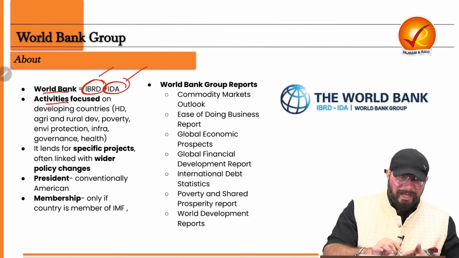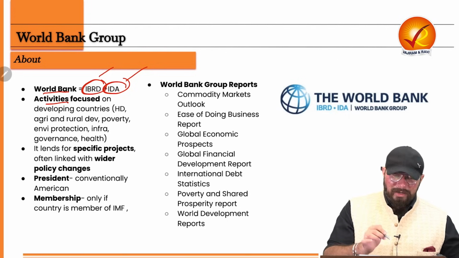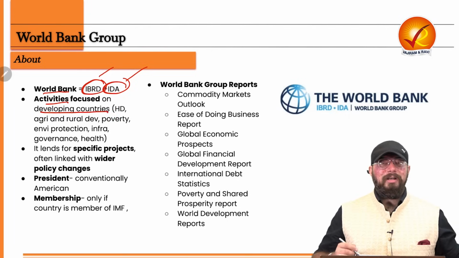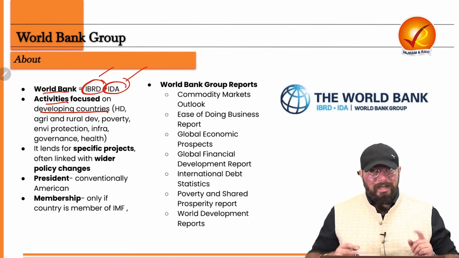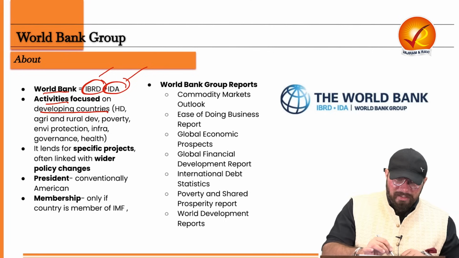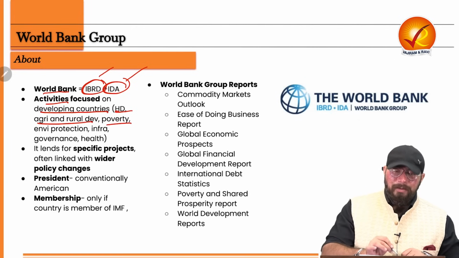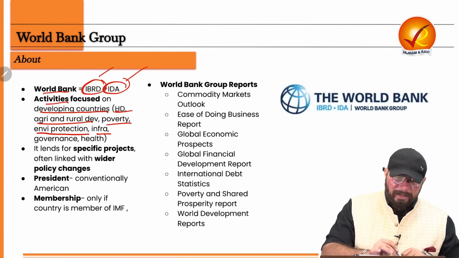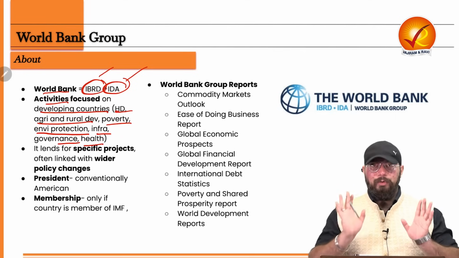Now, what are the various activities in which this World Bank is focused upon? First of all, the World Bank is focused on developing countries. So, activities focused on developing countries. And what kind of activities? In relation to your human development, in relation to agriculture, rural development, eradication of poverty, environmental protection, infrastructural development, ensuring good governance, and better healthcare facilities in the developing countries. That is the major focus of the World Bank.